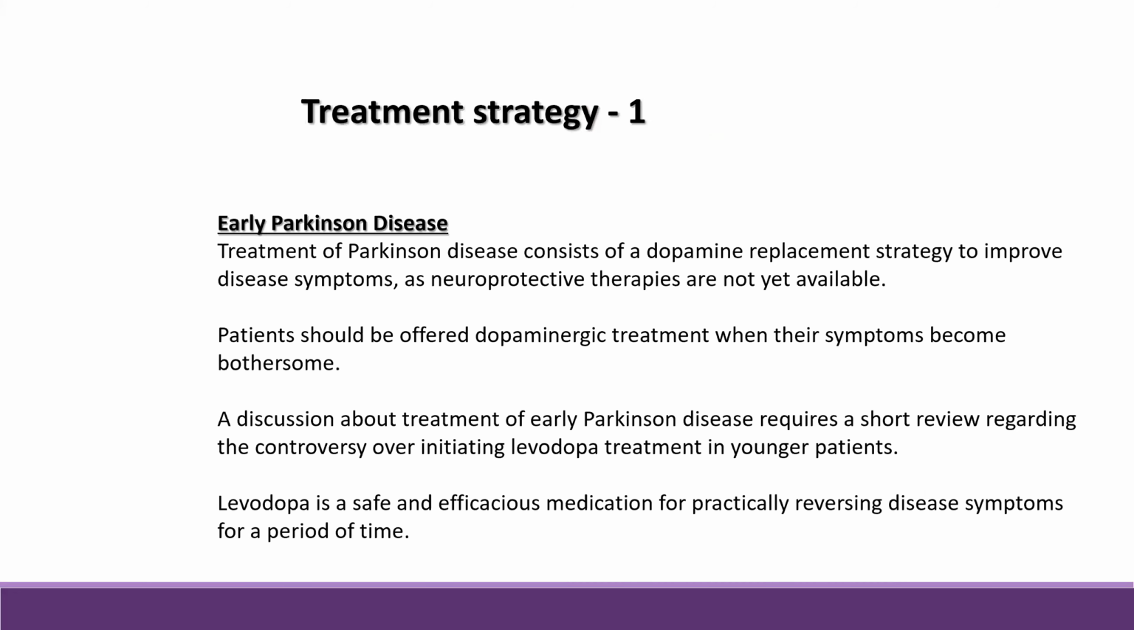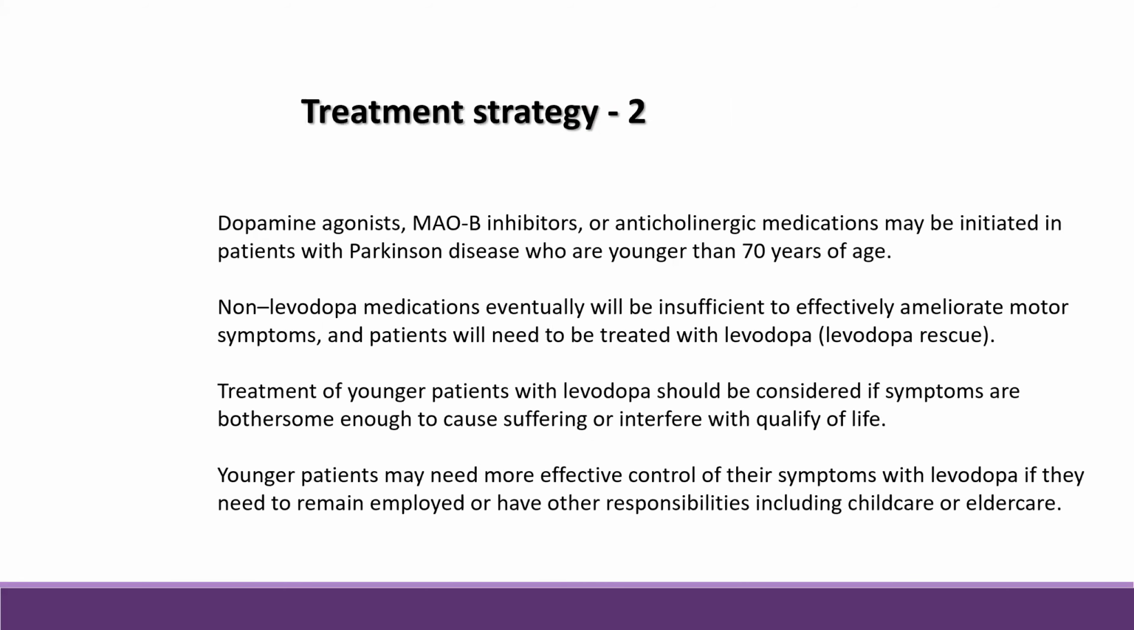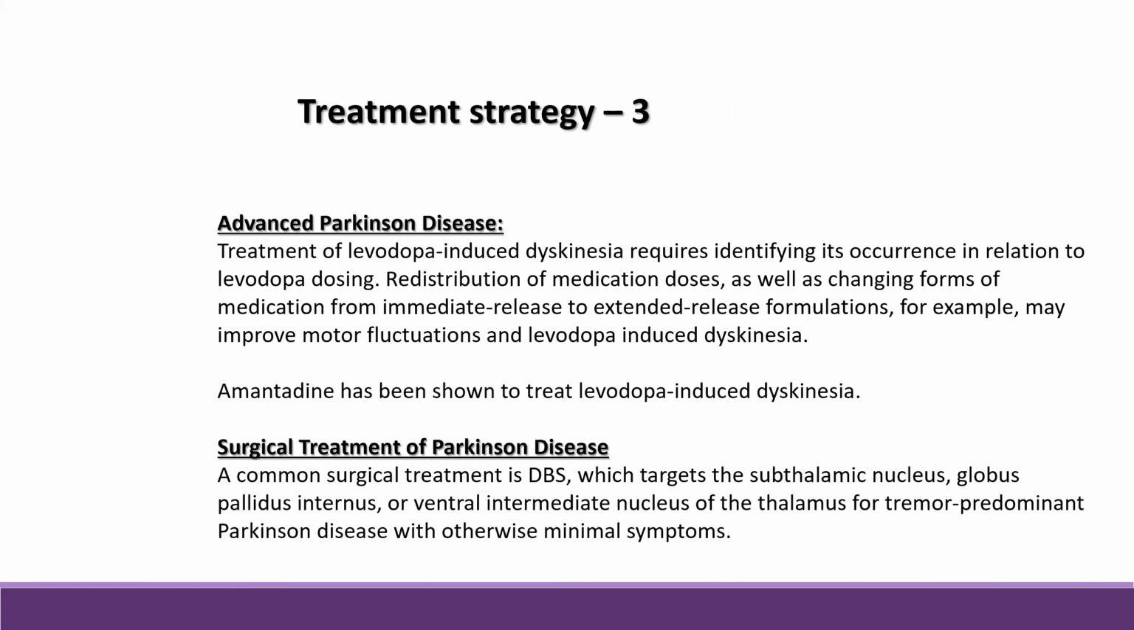So the strategy in early Parkinson's disease is we start with levodopa, carbidopa, and as the patient responds, we might initiate other medication with it. In advanced Parkinson's disease, the higher doses might induce dyskinesia, or levodopa-induced dyskinesia, and at that time, the patient might require surgical treatment, which is deep brain stimulation.